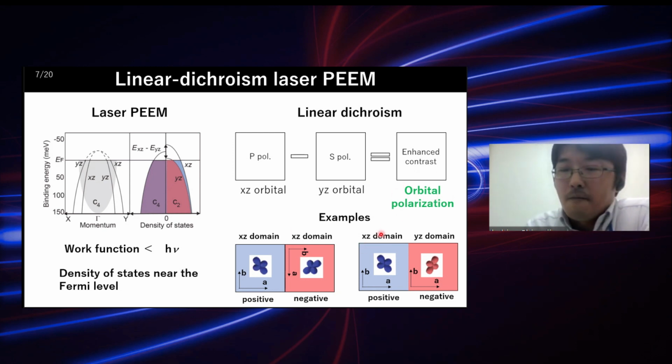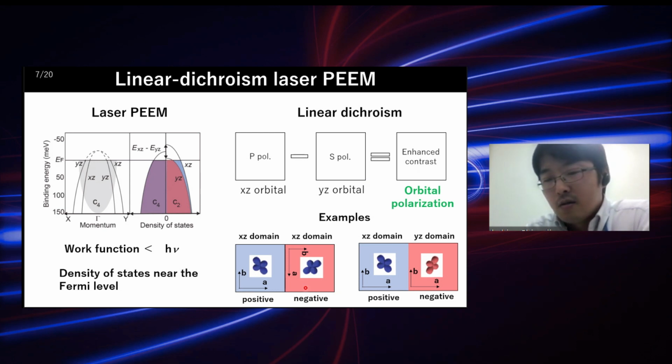So here are examples of these LD images. In this case, we have two kinds of domains. One is the XZ domain, which has the XZ orbital higher than the YZ, but the orthorhombic lattice is rotated by 90 degrees. So in this case, the orbital is also rotated by 90 degrees.